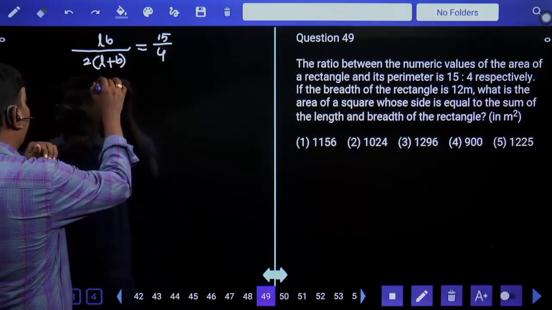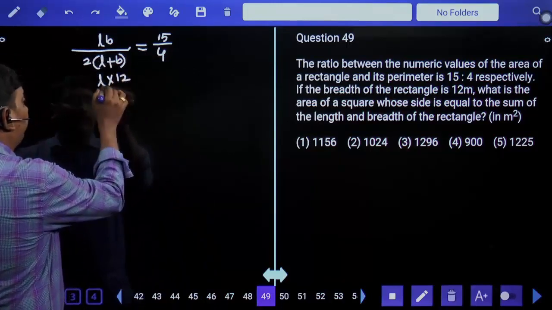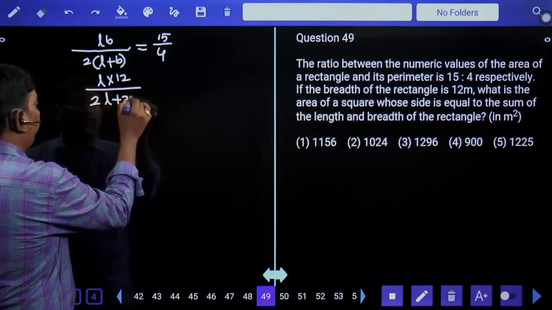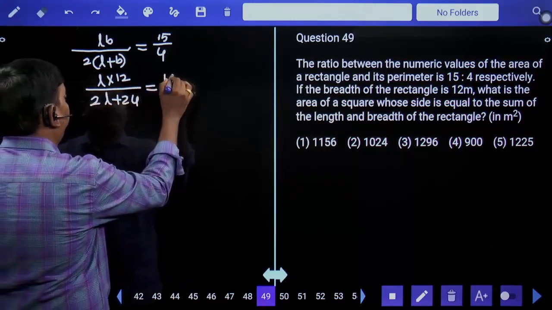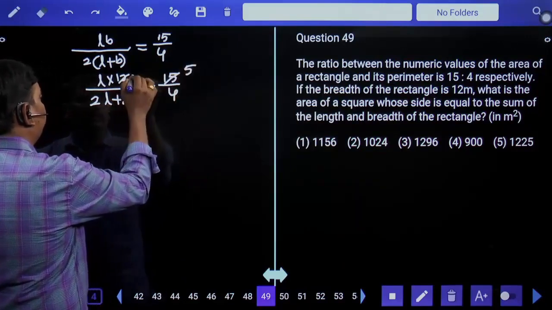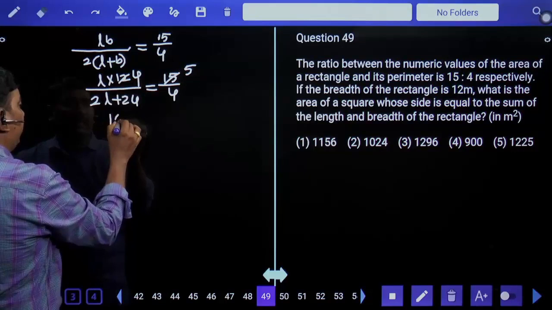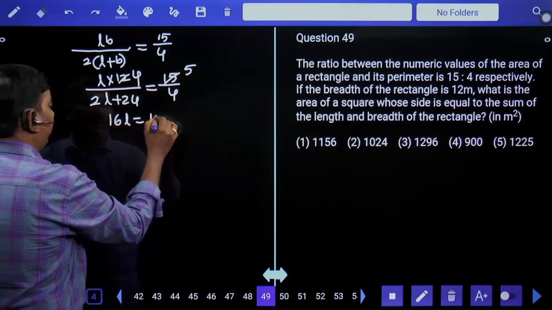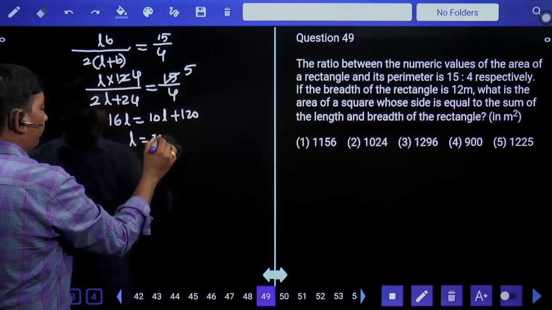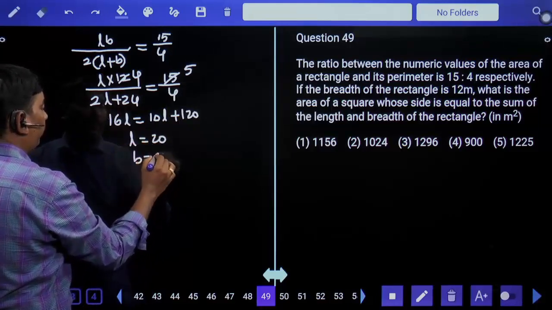Breadth is 12, length into 12 by 2L plus 2 12s are 24 is equal to 15 by 4. 3 5s are, 3 4s are. 16L is equal to 10L plus 120. L is equal to 20. Already we know breadth value is 12.